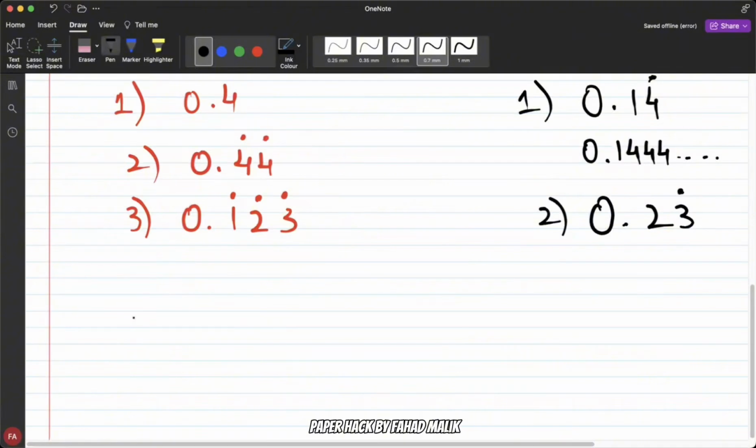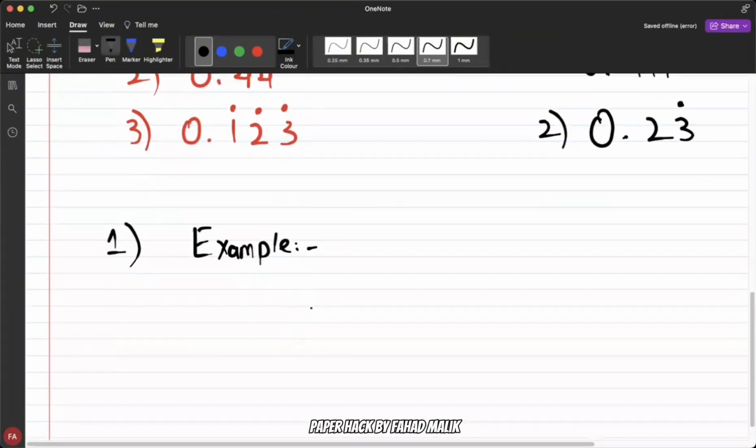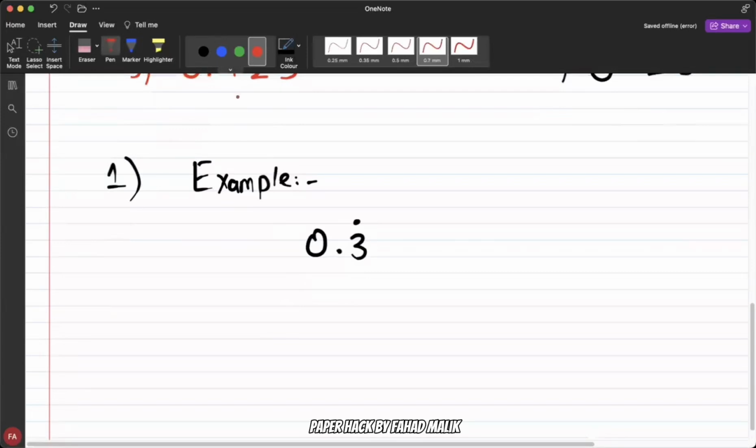All right. So when I talk about pure recurring decimals, let's take this example. Perhaps we have the number 0.3 and then there is a dot on it. Now, the key, or the hack that I'm trying to teach you, is that it depends on which number or how many numbers are being repeated. In this case, I can clearly see that it's the same number 3 that keeps getting repeated infinitely.